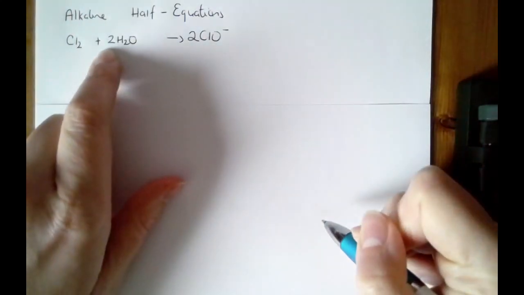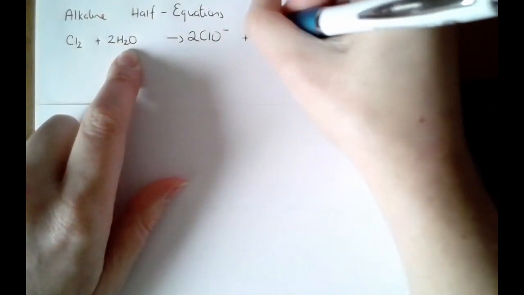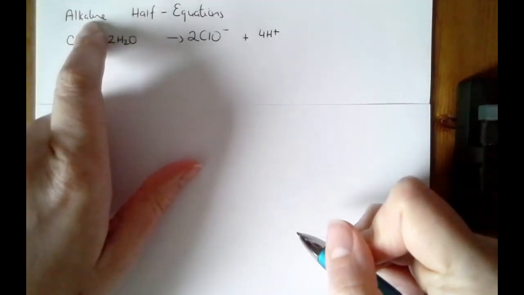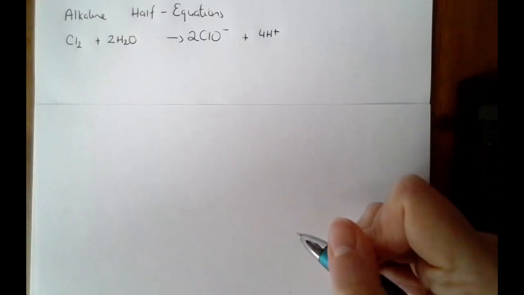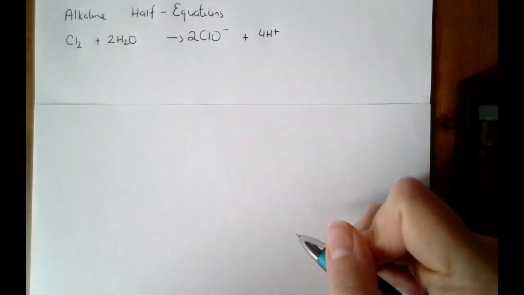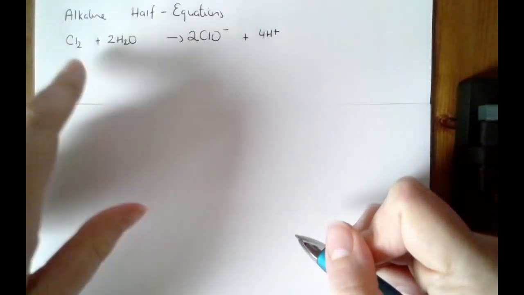But in doing so, I've now introduced hydrogen. 2 times 2 is 4. I'm going to add 4 hydrogens to the right. Now, as this is under alkaline conditions, you might be thinking, well, why is she adding H+ ions? That's acidic conditions. But what you'll see in a moment is the extra steps that I'm going to add on at the end is going to get rid of those H+ ions.